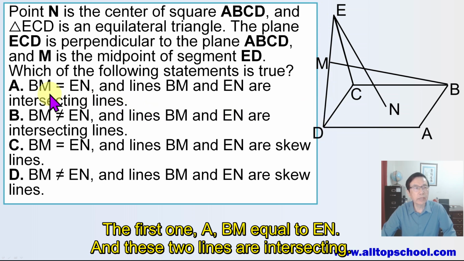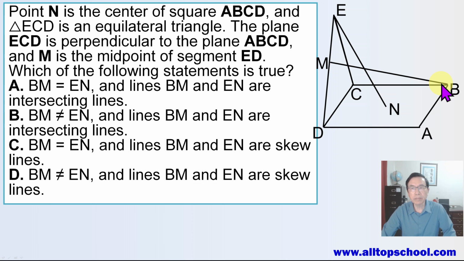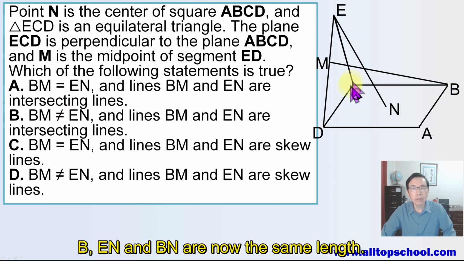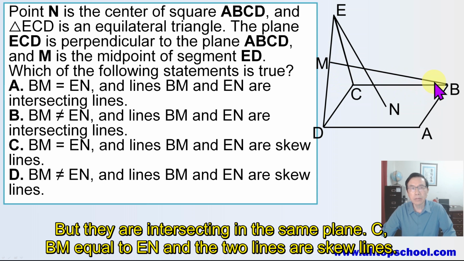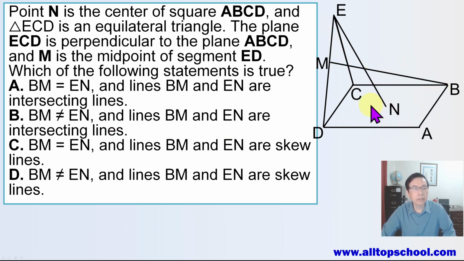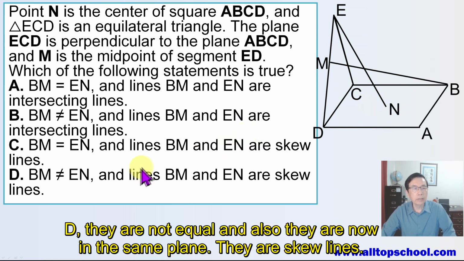The first one, A: BM equals EN, and these two lines are intersecting. B: EN and BM are not the same length, but they are intersecting in the same plane. C: BM equals EN, and the two lines are skew lines. D: they are not equal, and also they are not in the same plane. They are skew lines.